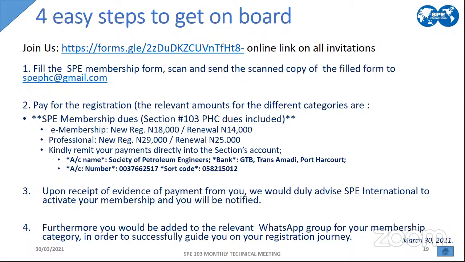And when we receive the payment, we'll proceed with your registration and duly advise the SPE International body to activate your membership. Furthermore, after clicking the link, we will add you to a WhatsApp group where members of the membership team will follow you up and ensure you have a very smooth registration.